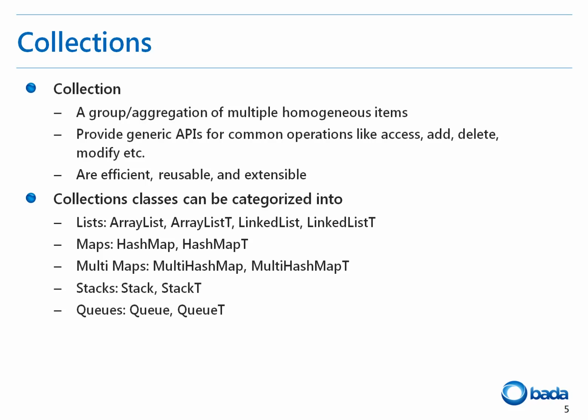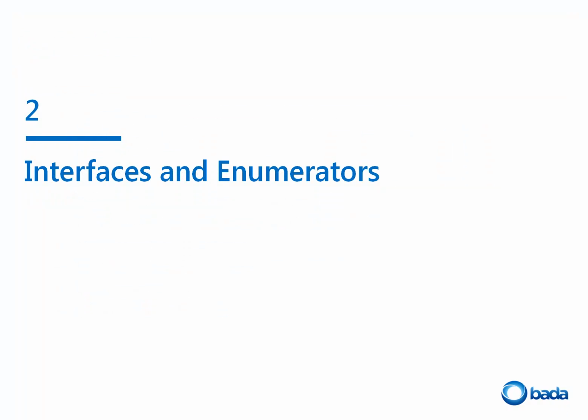Corresponding to common data structures and their functionalities, the classes in the collection namespace can be categorized as lists, maps, multiple maps, stacks, and queues. In the following slides, I'll discuss these classes in more detail. Now, let me explain what interfaces and enumerators refer to in bada. I'm also going to explain a few important interfaces and enumerator classes in the collection namespace.